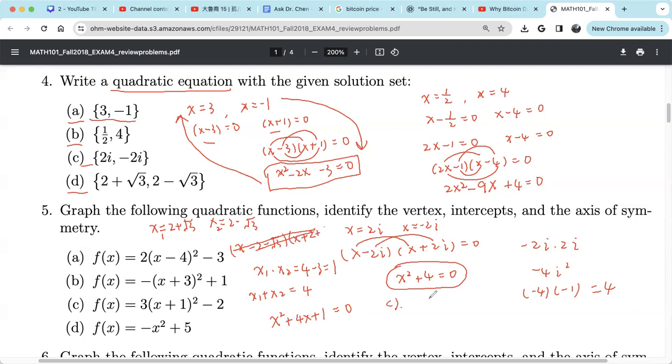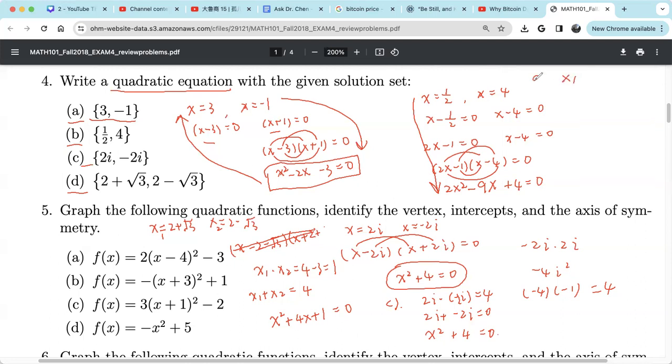Another way of doing C is we multiply those two solutions, 2i times negative 2i, and we get a positive 4. 2i plus negative 2i gives 0. That means the coefficient of x is 0 and the constant term is 4. So right away you can write x squared plus 4 equals 0 also. This is another way of doing it, but preferably in the beginning you do it the first way, because that way is more logical. Once you get good at this, then you can do the shortcut.